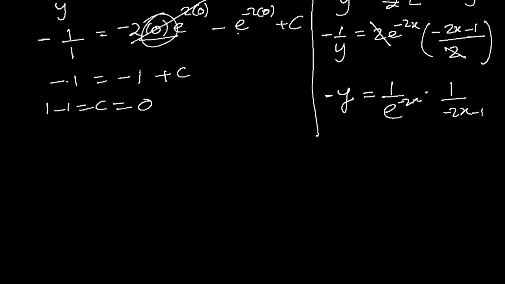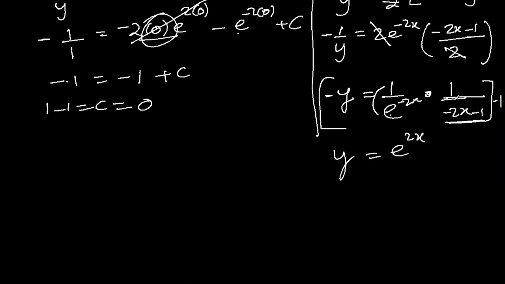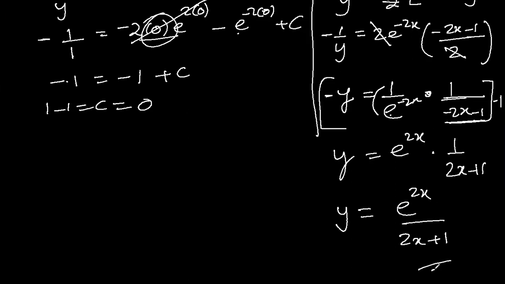Too many negatives here, so let's get rid of negatives by multiplying the whole equation by negative 1. So this becomes positive y. This becomes, okay, let's keep it what it is. Rather, we can bring this e to the power minus 2x to the numerator to make it positive 2x. And this minus 1 will affect these. Okay, we cannot affect both of them, they are multiplying, so I wanted to make them positive, so it will be 1 over positive 2x plus 1. And now if we combine this, the final answer should be e to the power 2x over 2x plus 1.